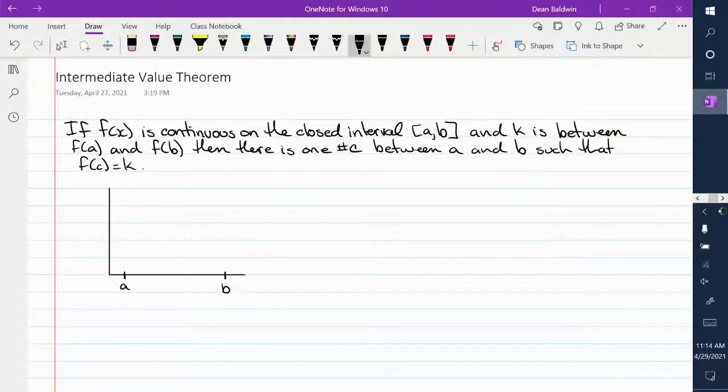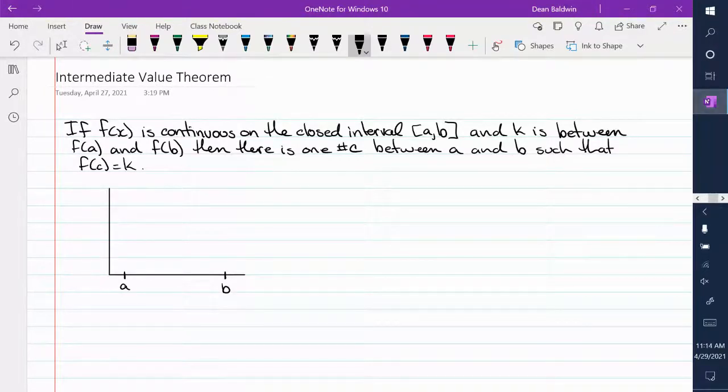Okay, here we go. So, if f of x is continuous, okay, let's stop there. What does continuous mean? There's no holes, breaks, gaps, any of that stuff. On the closed interval AB, so that's your domain from A to B. And if you remember from Math 12, the square brackets mean you include the number, right? So that means we have a continuous function on the interval AB.